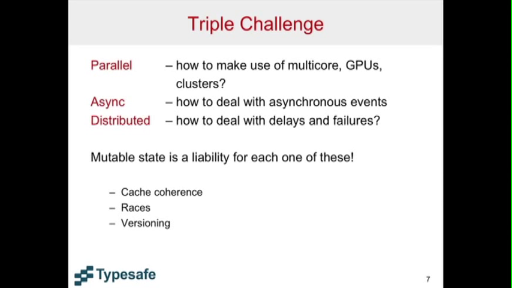All three problems are very hard, and they have at least one thing in common. The one thing they have in common is that each of them is made harder the more mutable state you have. Mutable state is becoming more and more of a liability for each of these. You have problems like cache coherence, how do you keep caches coherent over the internet. You have races, you have problems of versioning, and so on.